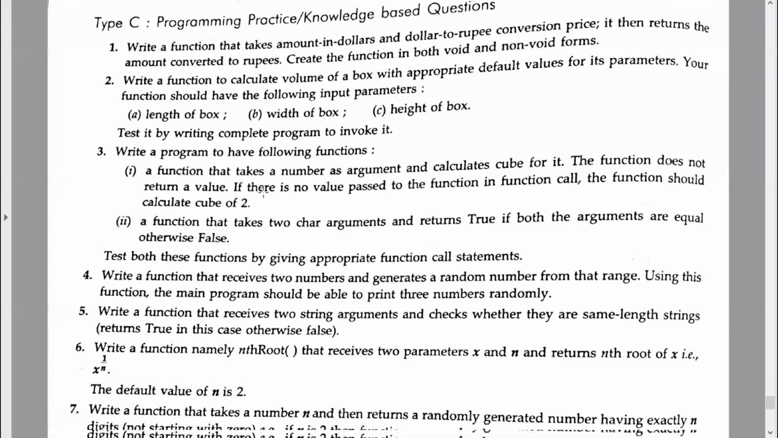Program to have the following function. A function that takes a number as argument and calculates cube for it. One number must be taken as the argument and a cube must be found out. How to find a cube of a number? By multiplying it thrice or to the power 3. Anything can be done. The function does not return a value. They are telling that the function should not return. There must not be any return statement in that function. And if there is no value passed to the function in the function call, the function should calculate cube of 2. No value passed in the sense there must be a default value to the argument which is supplied to the function. The default value must be 2.